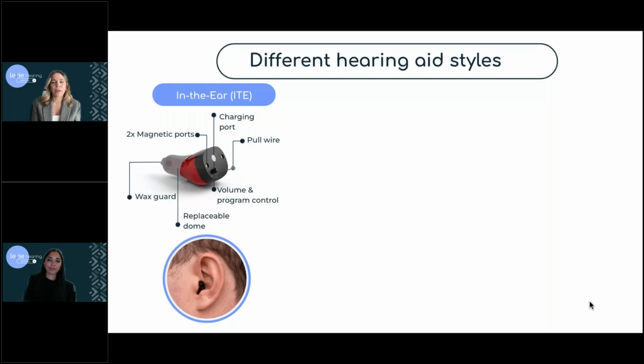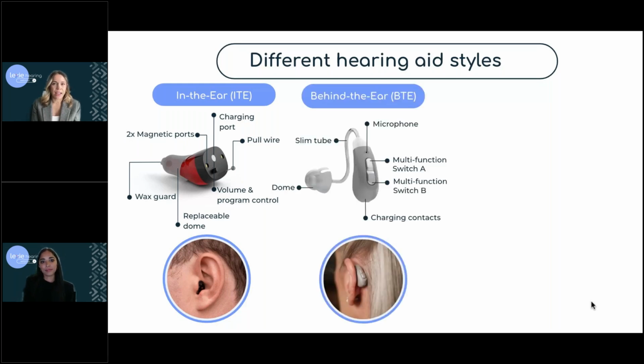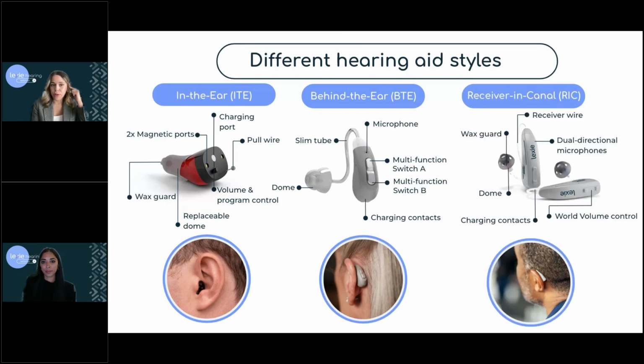The next common hearing aid is the behind the ear model. This is called a BTE hearing aid. Now, most of the components are all housed in the part that sits right behind the ear. BTEs tend to be a little bit bigger because the microphone and the speaker are in that part that sits behind the ear. You have a tube and then an earpiece that sits in the ear. Then we have the receiver in the canal.